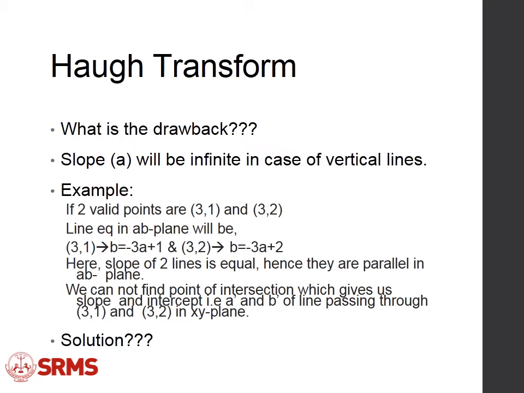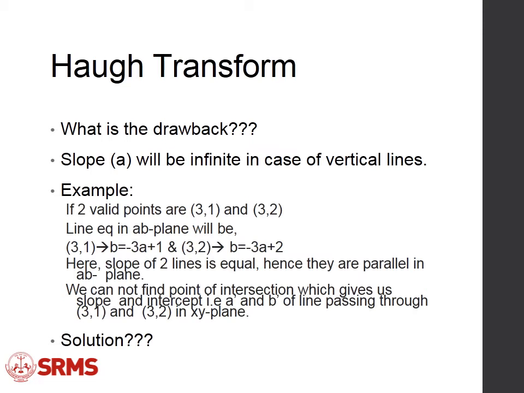So in that case we cannot find the intersection point. If two valid points are (3, 1) and (3, 2), taken as an example, the line equation in the ab plane is replaced from the xy plane. Putting (3, 1) in the first equation gives b = -3a + 1, and putting (3, 2) in the second gives b = -3a + 2. Here the slopes of the two lines are equal, hence they are parallel in the ab plane. So when we draw these two lines in the ab plane, they are drawn in parallel positions.